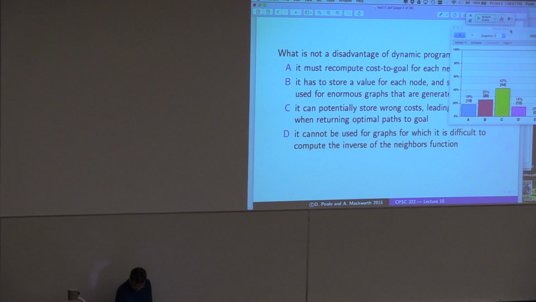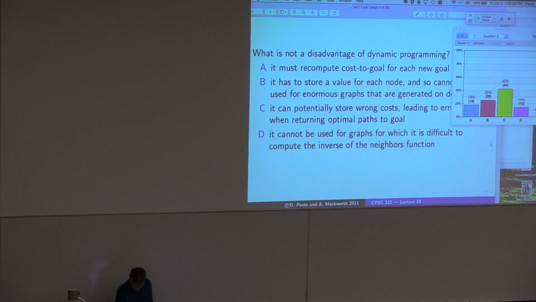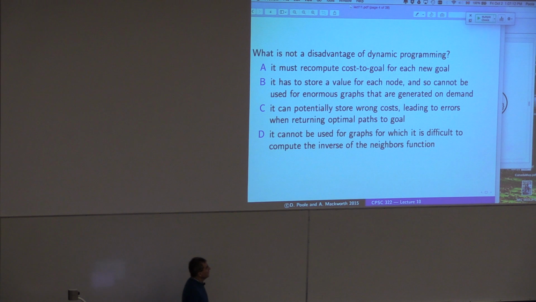The answer is C. But lots of people said B. And lots of people said everything. Let's talk about all of them. So what happens is that when you have a new goal, you have to recompute the optimal path. As you change your goal, you have to recompute this cost to the goal. So whenever you have a new goal, you're going to recompute this value. So that is a disadvantage for when you change your goal.